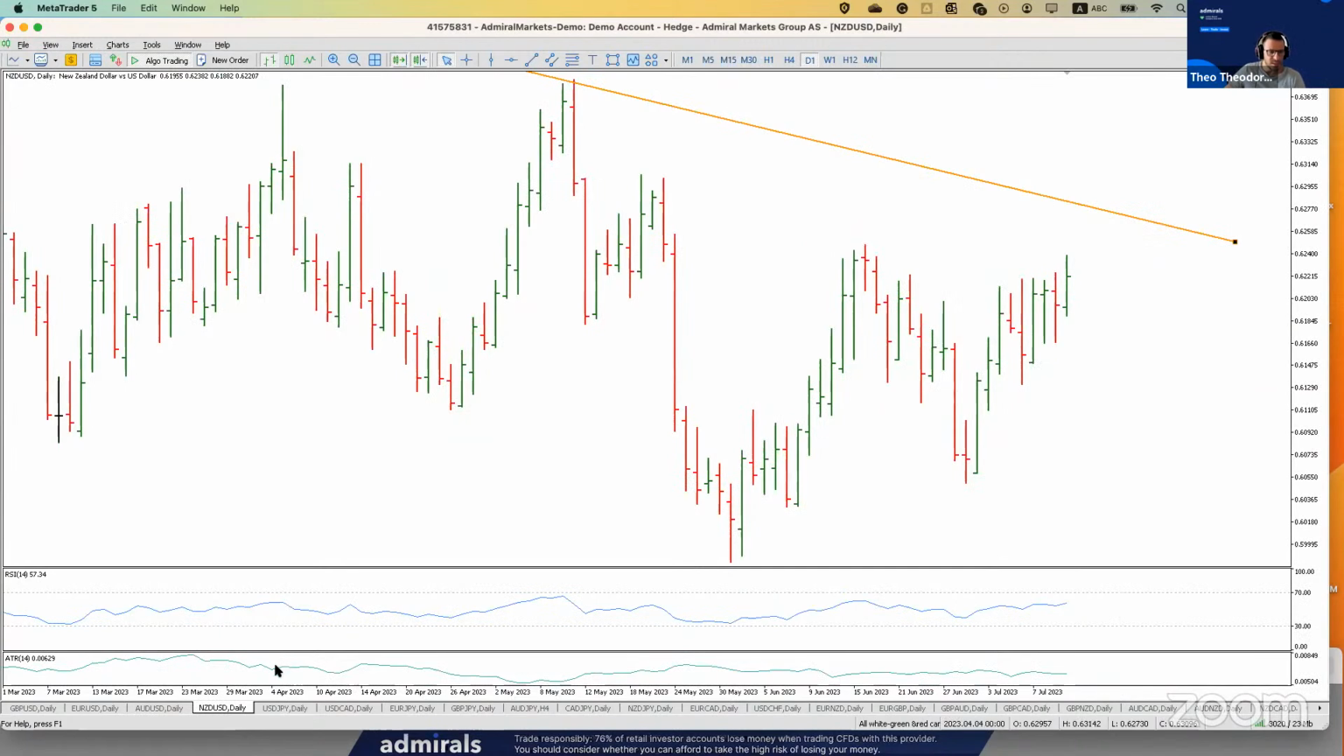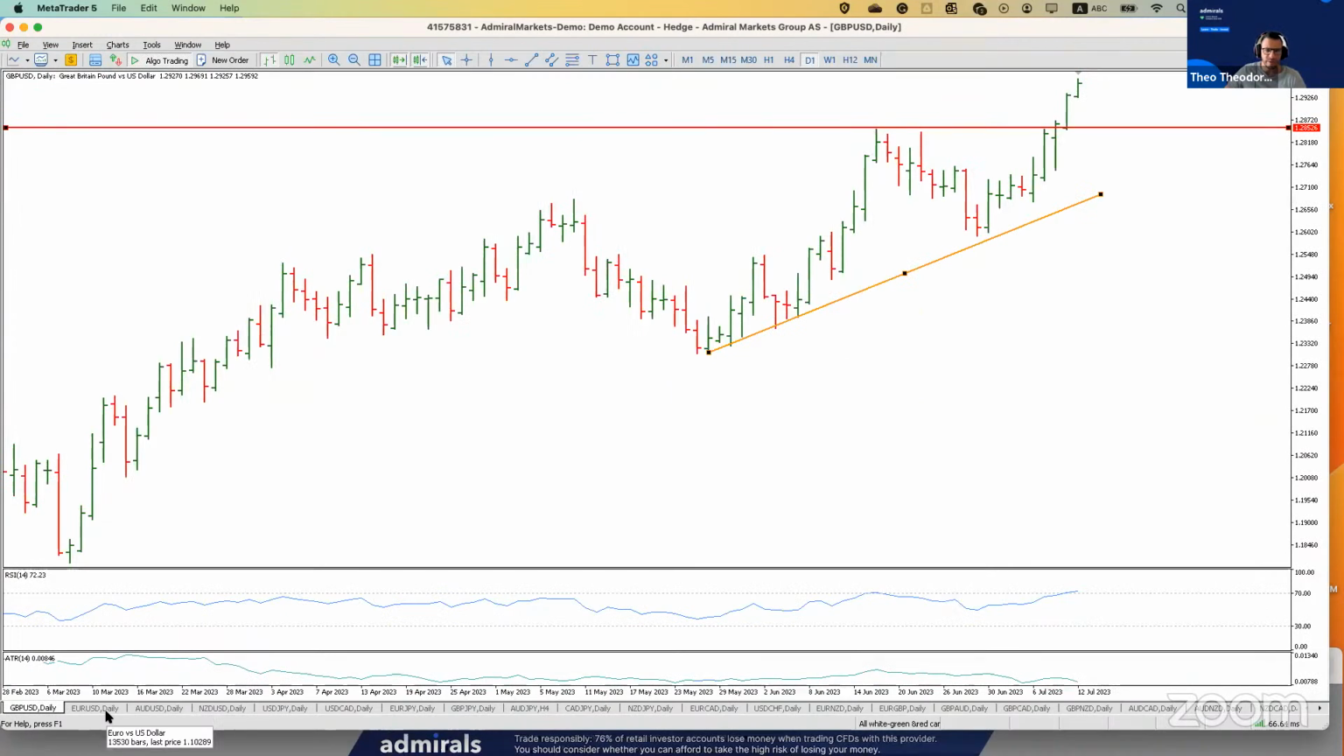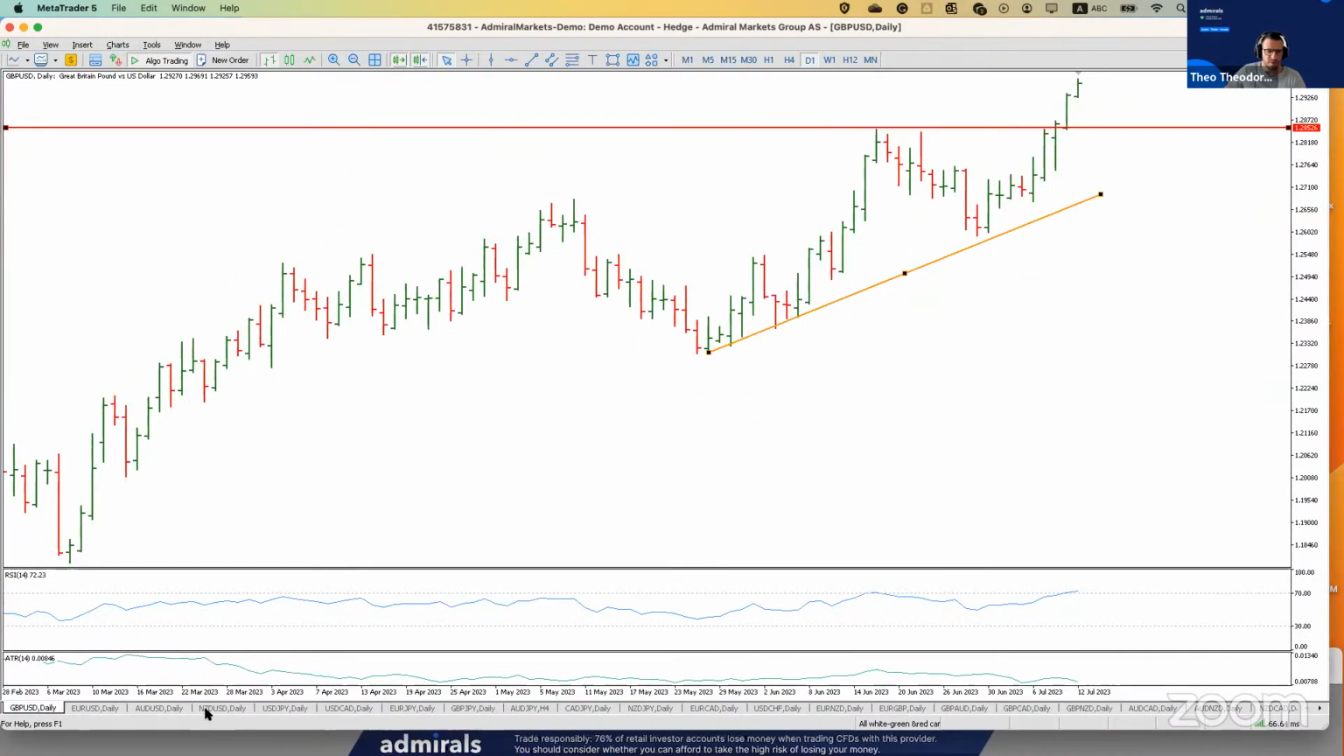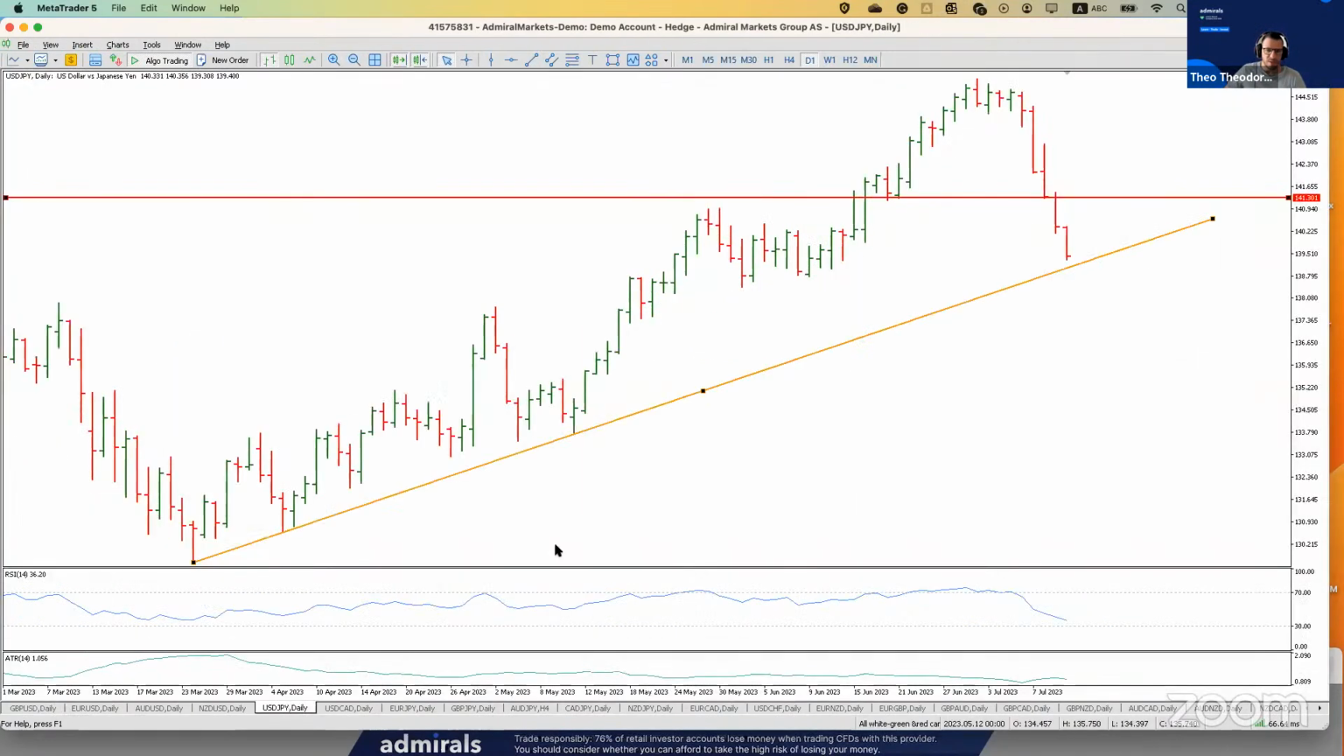Next one, New Zealand dollar against the US dollar. This one, there is a resistance here. I wouldn't be rushing to do anything with this one. There is more clarity on the pound US dollar and now on the euro US dollar instead of the Aussie and the Kiwi. USD JPY extremely strong. The JPY is dumping all the other currencies.